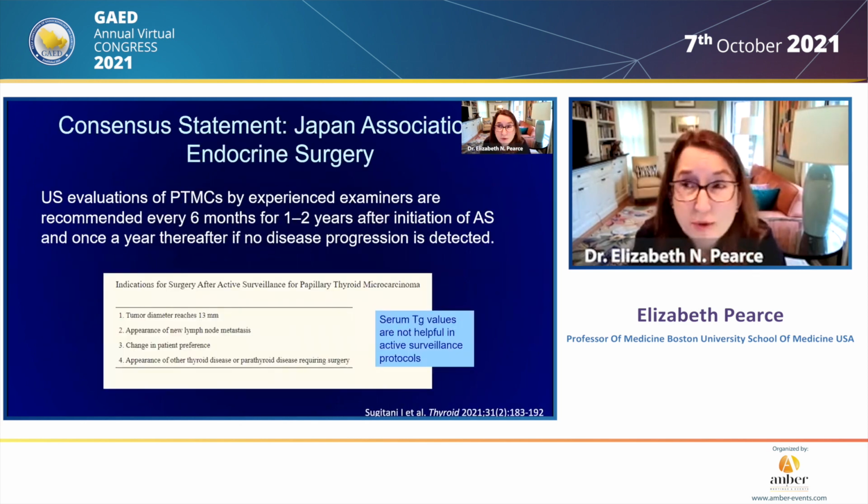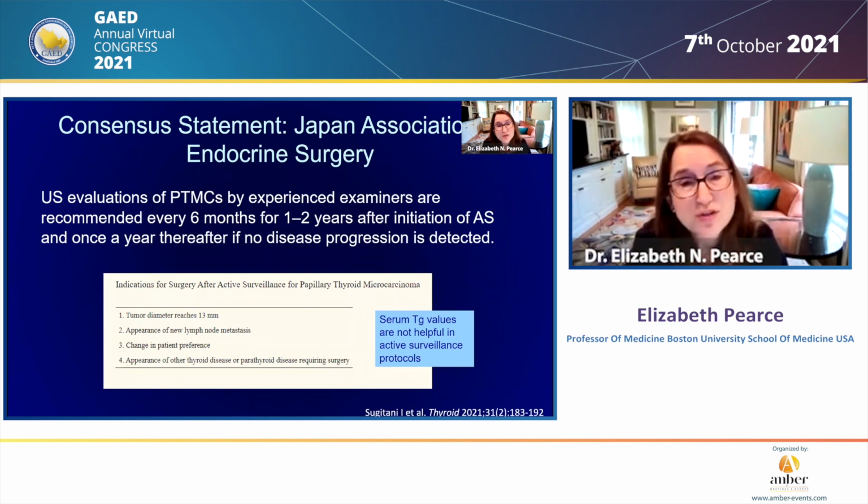So although the American Thyroid Association is not currently giving us guidance about how to do this, the Japanese Association of Endocrine Surgery does have some recent guidance, which I think is useful. So they suggest that once we've opted for this active surveillance strategy, we need to do ultrasound with an experienced ultrasonographer every 6 months for the first 1 to 2 years after you initiate this protocol. And after that, once a year if no progression is detected. And there's no endpoint on this right now. So if you are opting for this, it's essentially at the moment once a year forever.